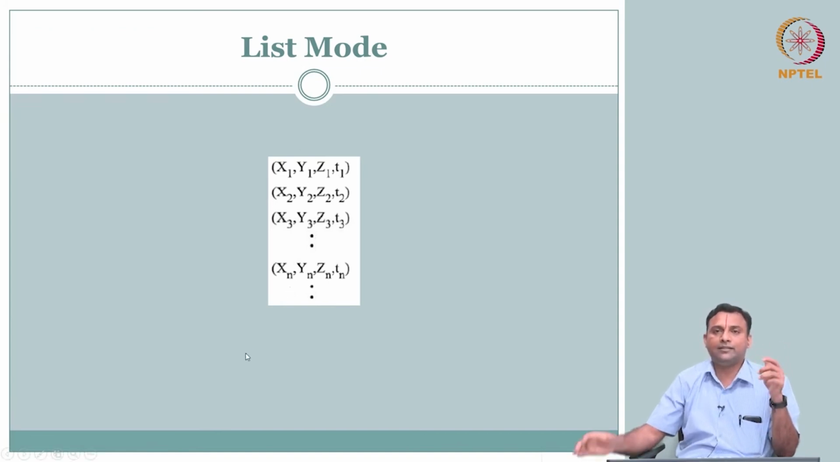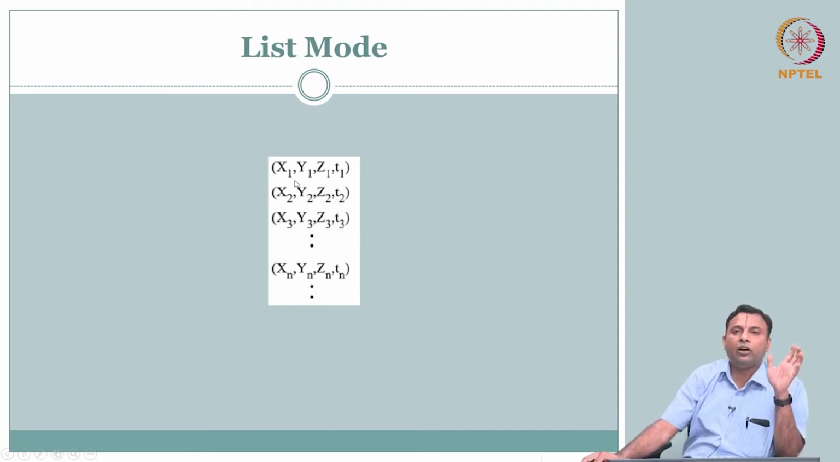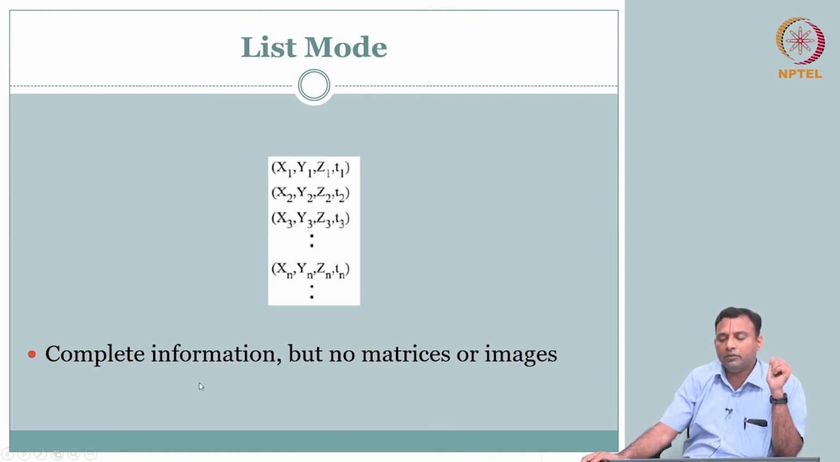The advantage of this is that it is raw data that is well organized. Of course, it will have only events that have passed the Z-pulse analyzer, those events that you think are going to be contributing, because your x and y you anyway calculated only for those events. So this is your list mode. It has complete information, but no matrix or images. This is just a list, you print it out, you look at it.